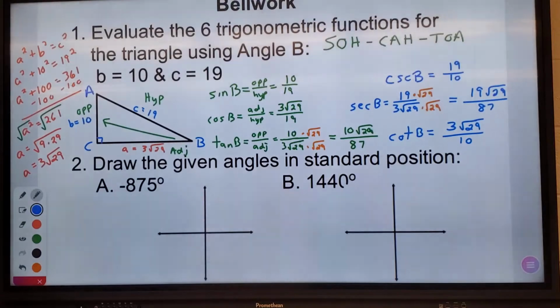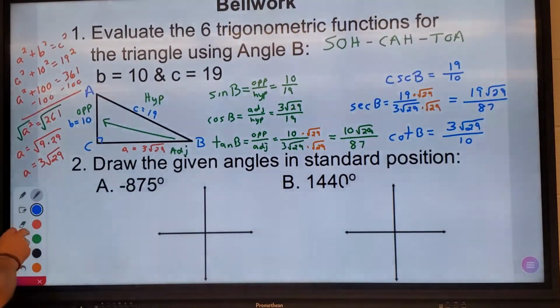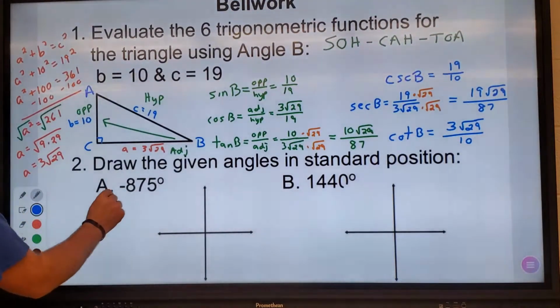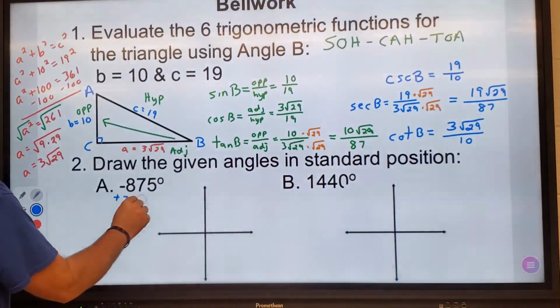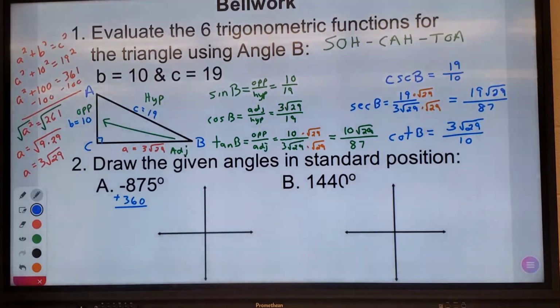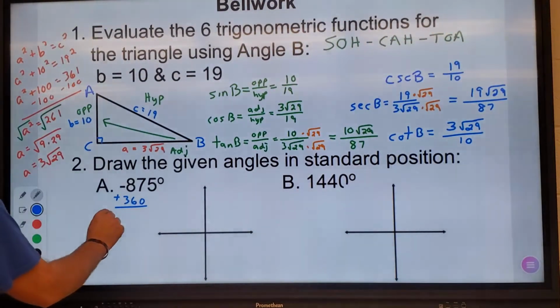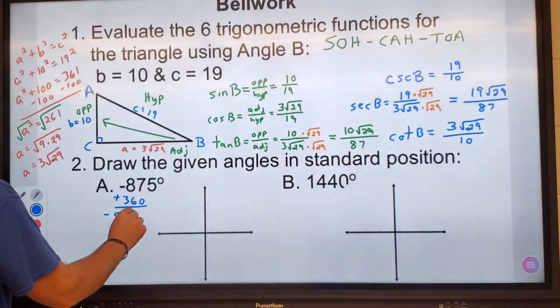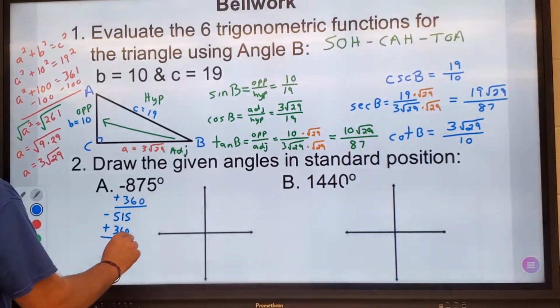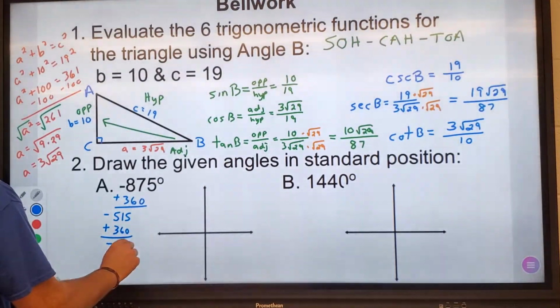Okay. Moving on to number 2, 2A here. Draw the angles in standard position. So again, what I'm going to do here is, because this is a large enough negative, I'm just going to add 360. And again, I'm going to continue that until I get someplace between 0 and 359, and negative now, because this is a negative. Okay, so if I add 360, I get negative 515 degrees. I'm going to add 360 again, and that's going to give me negative 155 degrees.